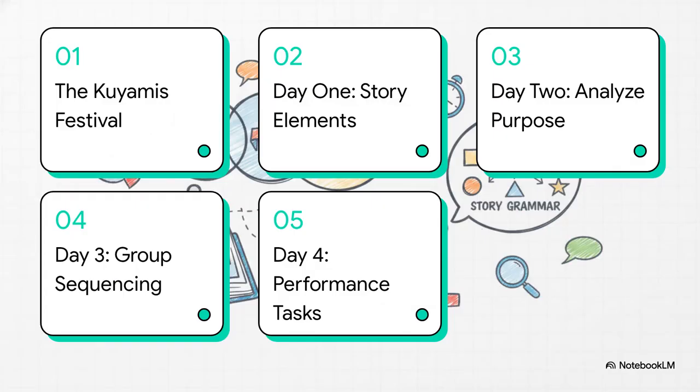Here's our quick roadmap for today. We'll start with our anchor text, the Quiamis Festival story. Then we'll walk through the daily breakdown. Day 1 on story elements, Day 2 analyzing the author's purpose, Day 3 on collaborative sequencing, and finally, Day 4 covering performance tasks. Let's get to it.